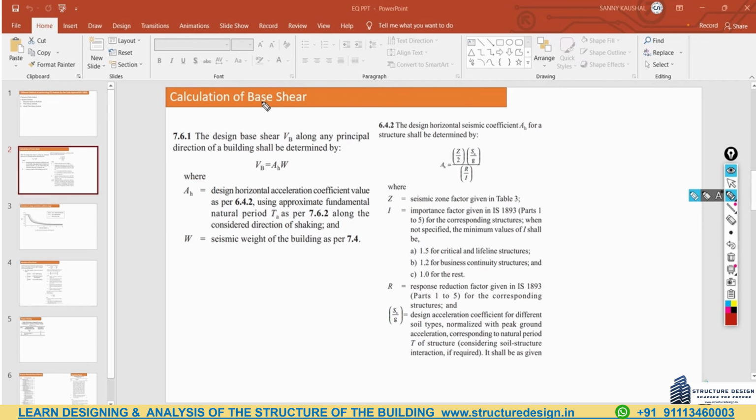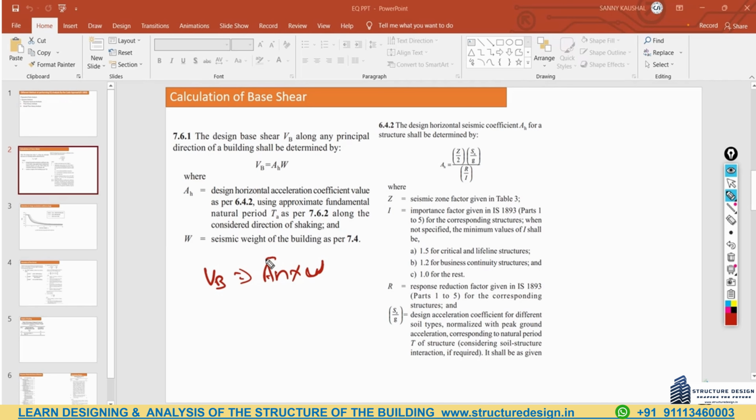Now let us look at the calculation of the base shear by the equivalent static method. If you are following the equivalent static method, how we need to calculate the base shear is given below. So if you open clause number 7.6.1 of IS 1893, you will get a calculation here of how you can calculate the base shear for the building. So if you look at the formula here, VB is given as Ah multiplied by W.